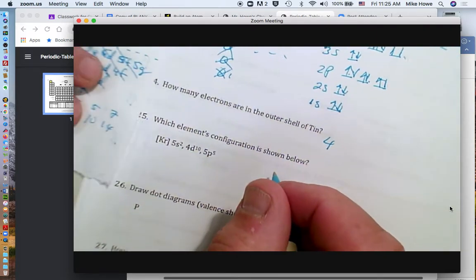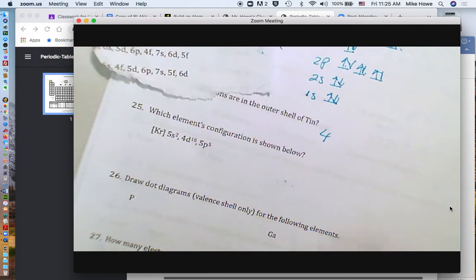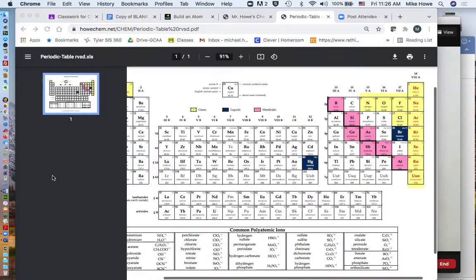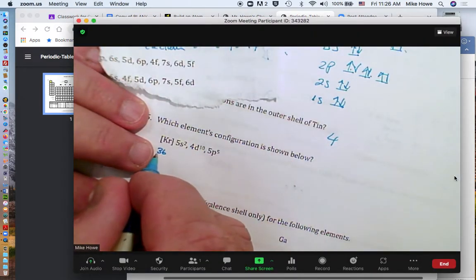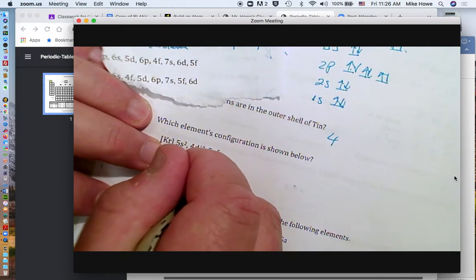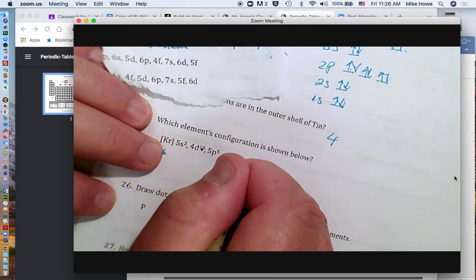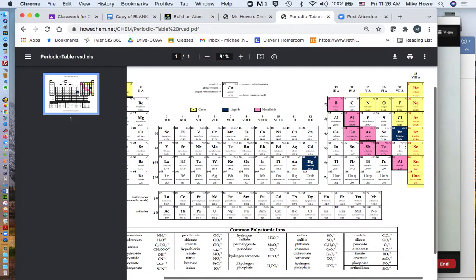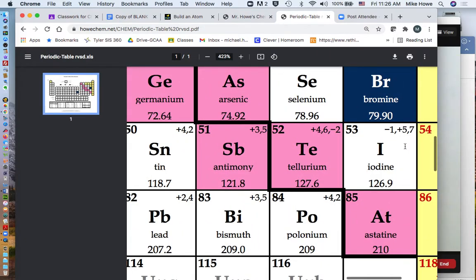Okay, which element is this? This is about the orbital notation. So we have krypton, which has 36 electrons. So this symbol right here is 36. Add 2, add 10, add 5. So 36 and 2 is 38. 38 and 10 is 48. 48 and 5 is 53. So that's element number 53. So what element is it? It's iodine. So that's I.